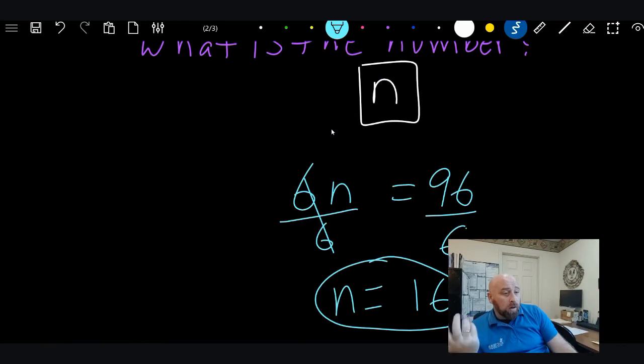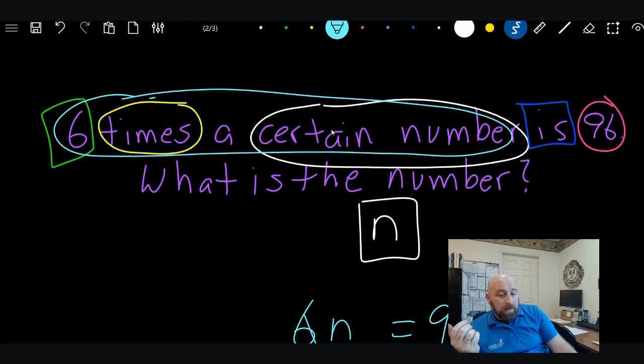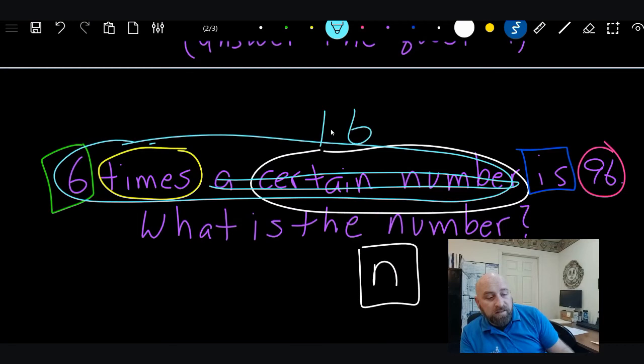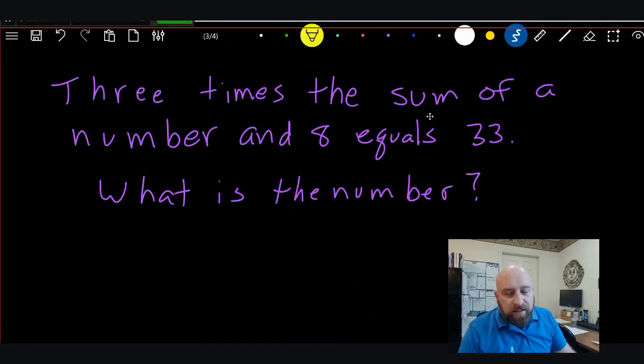Now, what can you do? How can you check that? Well, you can just plug it back in there, and you could say 6 times, instead of a certain number, 6 times 16 is 96. Is 6 times 16 96? Yes, it is. All right, so we got our answer correct there. All right, here's a second example.